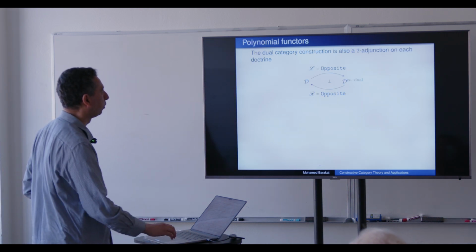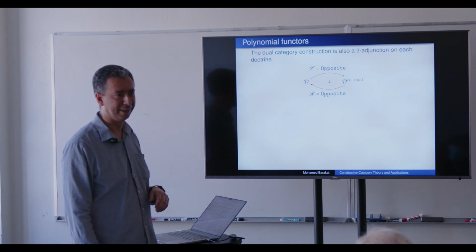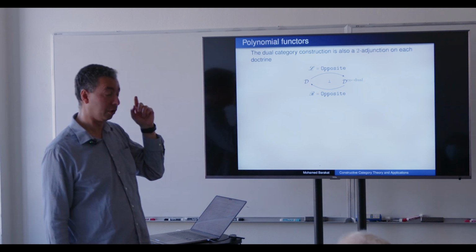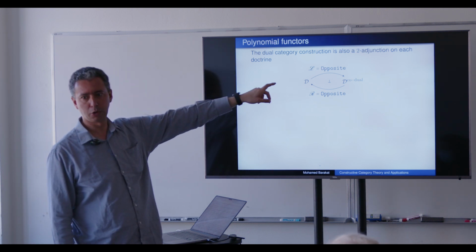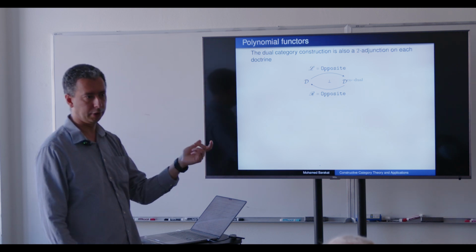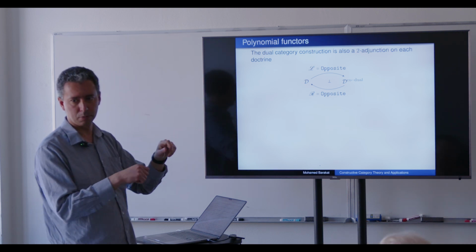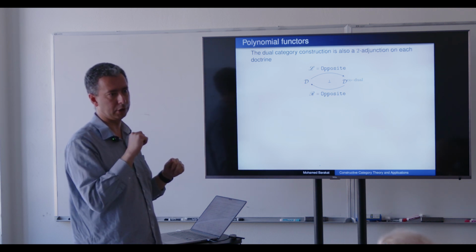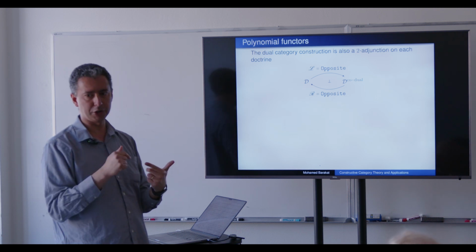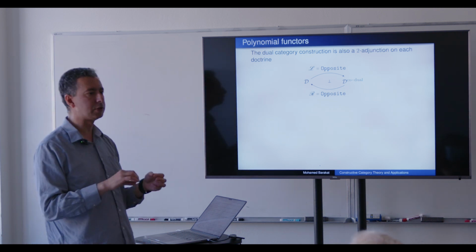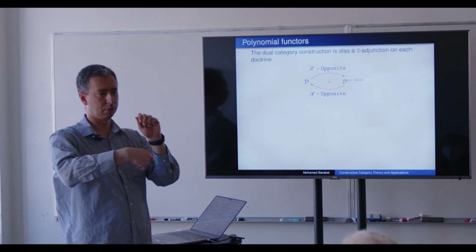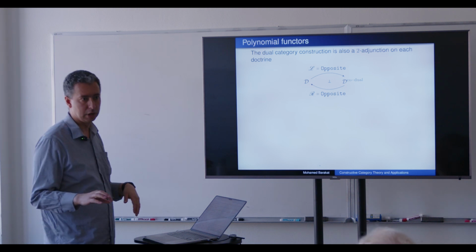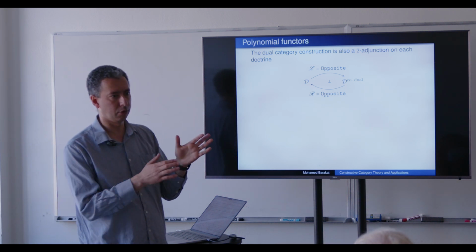So the next step, we're coming closer to poly. The dual category construction is also a two adjunction on each doctrine. So you go from any doctrine to the so-called co-dual. You take the opposite category on categories, and the opposite functor goes in the same direction. So if f goes from d to e, the opposite f op goes from d op to e op without changing direction. But the co-dual means that you just need to change the direction of the two morphisms, and then everything works.